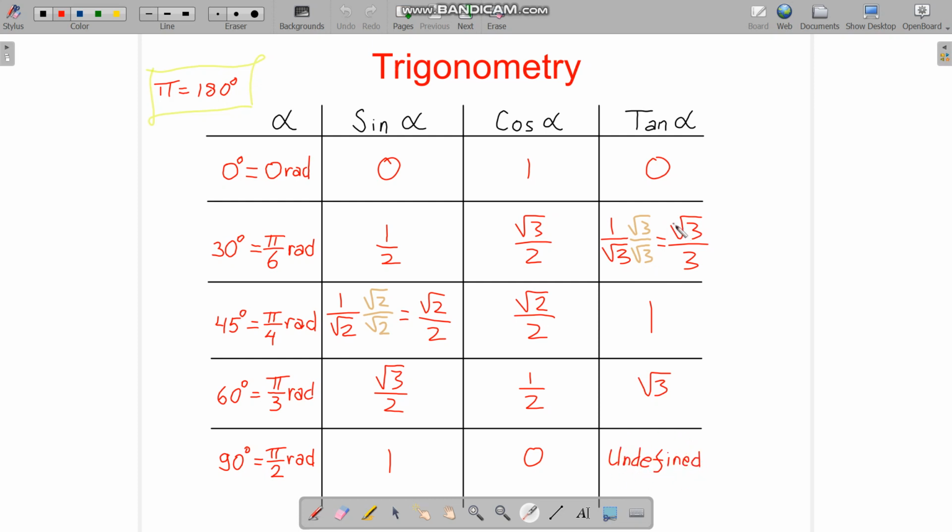And tangent 30 degrees, if you use your calculator, you will get root 3 over 3. But you have to know that this is equal to 1 over root 3, because if you rationalize the denominator, you multiply by root 3 over root 3, you will get this. Okay, so you can also use 1 over root 3 here, and you can also use 1 over root 2 here.